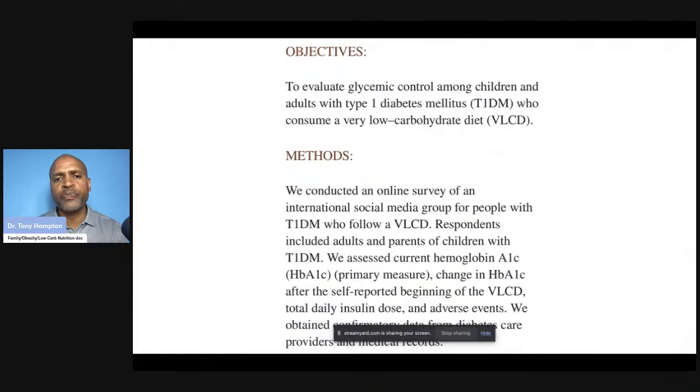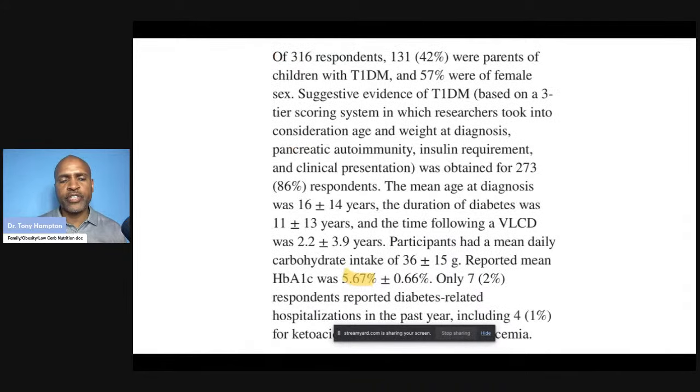And what they were trying to do is to evaluate the control of blood sugars in children and adults with type 1 diabetes using a low carb diet. It was an online survey, and the Type 1 Grit Facebook group was involved, which sounds very non-scientific, but they were able to confirm, if you look at the very bottom here, confirmation data from the diabetes care provider. So they made sure they got the data to make sure what the people in the survey were saying was accurate. It was 316 people in the study.